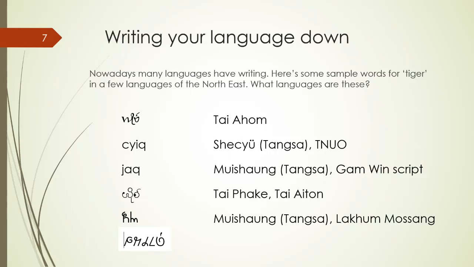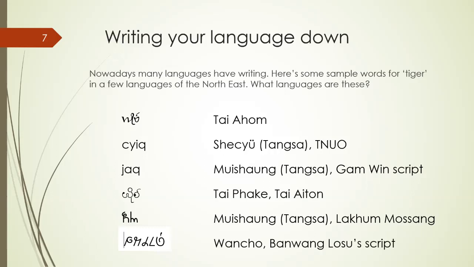And here we have Cha, the Mashaung word, written in the Mashaung variety of Tangsa, in the script created in 1990 by the late Lakum Mosang. The late Lakum Mosang is one of 2 leaders of the Tangsa community in Northeast India, or experts, we might say, who have passed away just in the last 2 weeks. And so I wanted to mention him today, and I have been working with Wanglung Mosang on making a video teaching this script.